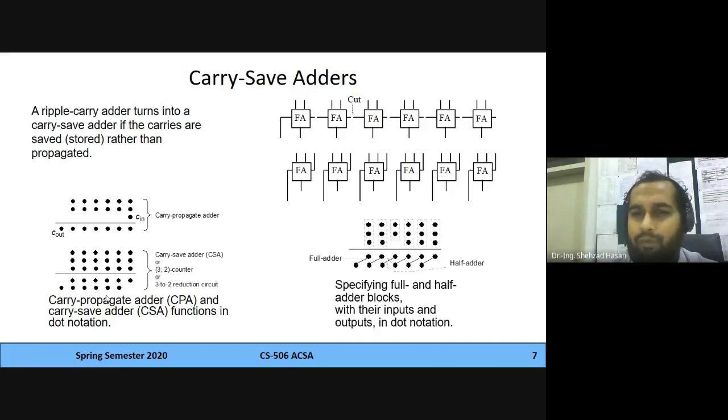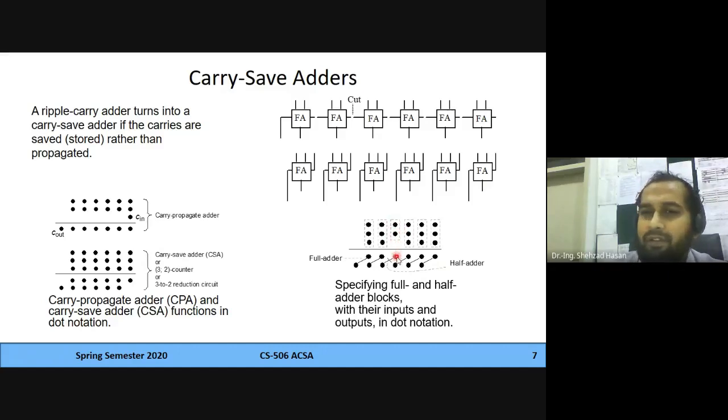I'll come to the exercises here. So we can have a half adder and a full adder as well. These dots are basically bits. So we have got three dots here to add, and three dots are going to give our two outputs. So one is at that level, another is at the next level. If you have got two dots, that's a half adder. You can use a half adder to do that addition.